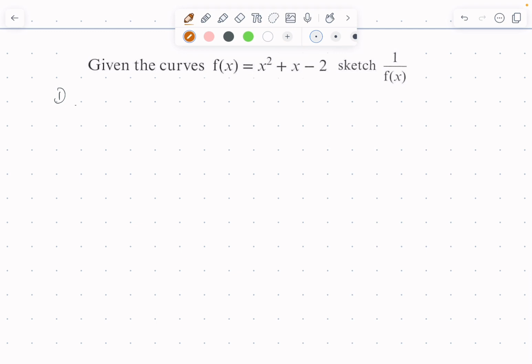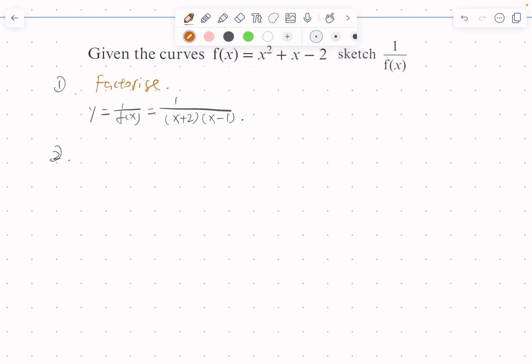From this question, we can learn how to sketch graphs of simple rational functions. To solve this question, we first need to factorize the function. Yes, so here we need to factorize. Let's set y equals 1 over f(x), which equals 1 over (x plus 2) times (x minus 1).